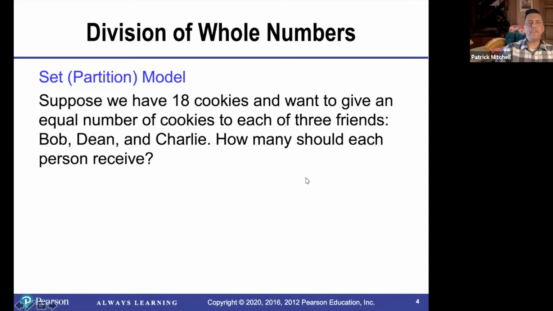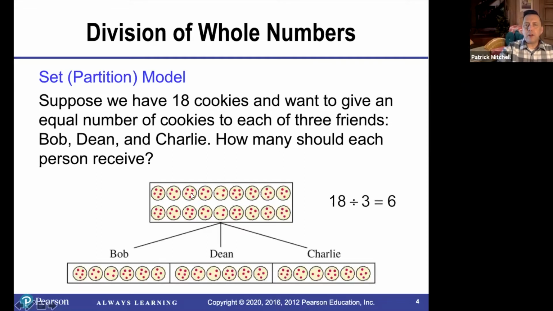As an example of the set or partition model, suppose we have 18 cookies and want to give an equal number of cookies to each of 3 friends, Bob, Dean, and Charlie. How many should each person receive? So here's the model for that. Basically, just take your set containing 18 cookies and divide them into 3 subsets. Notice that each subset has an equal number of cookies. That equal number is the quotient or the answer to the division problem. Each person gets 6 cookies.